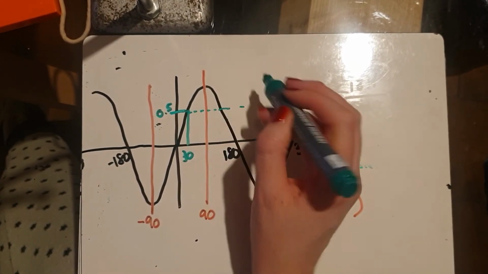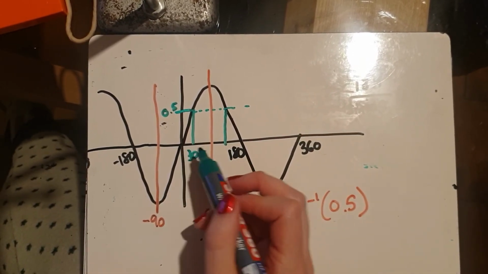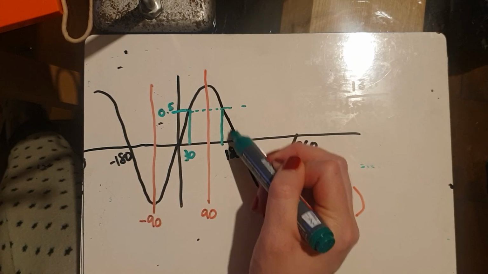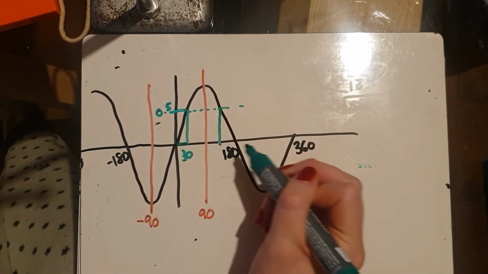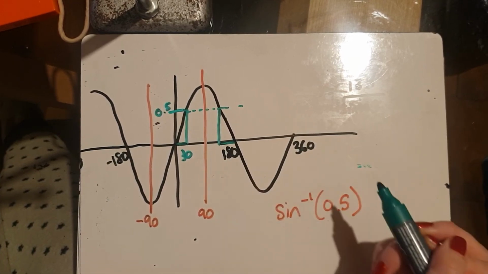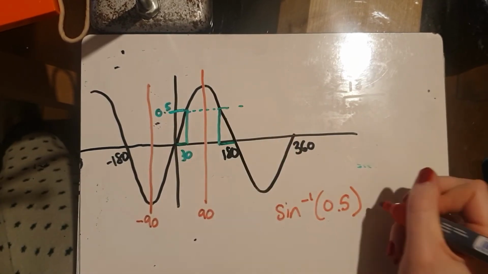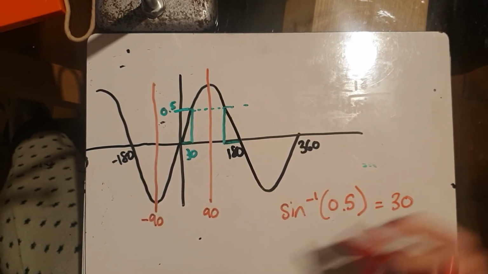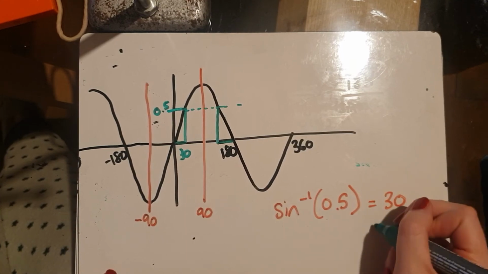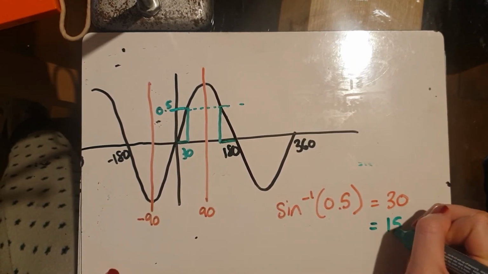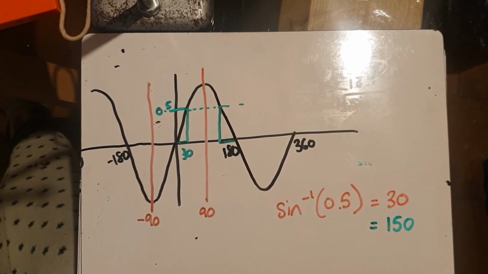If I wanted it to return an obtuse value, I would need to use the symmetry of the graph. This is a symmetrical arc. So if this gap is 30, then this gap is also 30. So whilst sine inverse of a half will give me 30 if I put it into the calculator, because that's an acute angle and I want an obtuse angle, I would need to subtract it from 180 to find the obtuse angle, which would be 150.